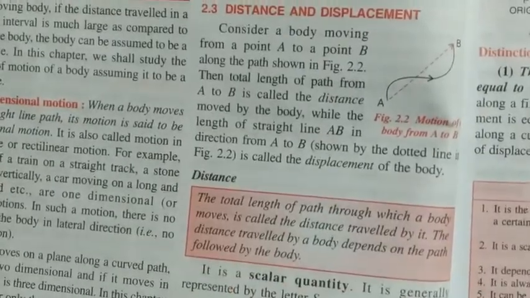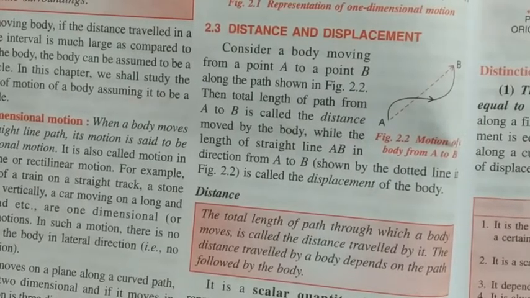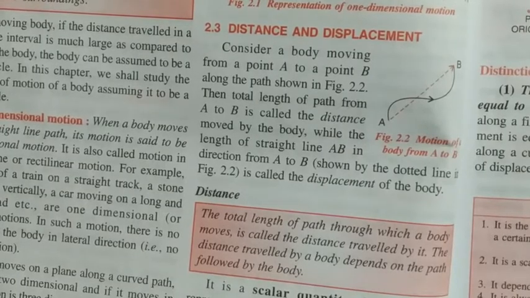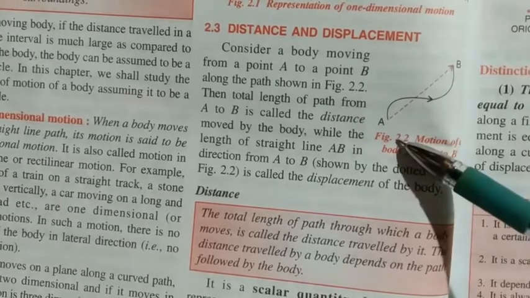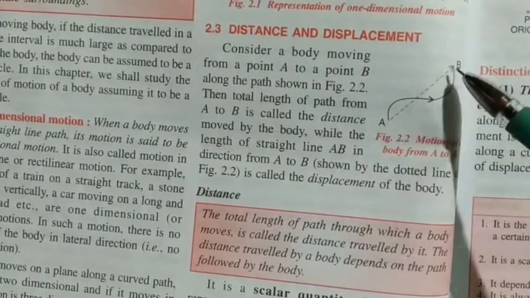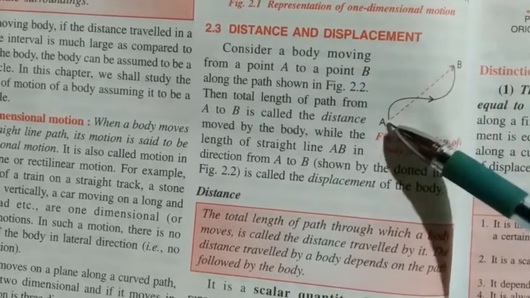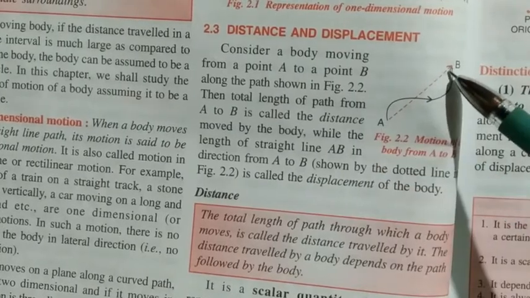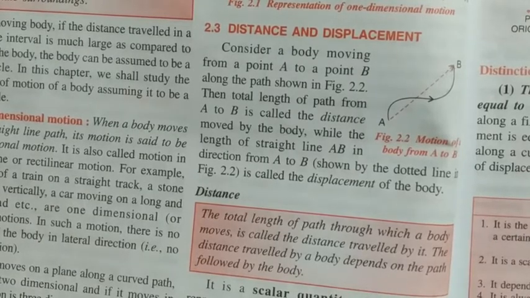Displacement. Displacement is the shortest distance from the initial to the final position of the body. This is the magnitude of displacement, and its direction is from the initial position to the final position. In this figure you can see this path is showing the distance, and this shortest path between A and B, this straight line, shows the displacement in the direction A to B. Displacement is a vector quantity and it is represented by the symbol capital S with an arrow on it.